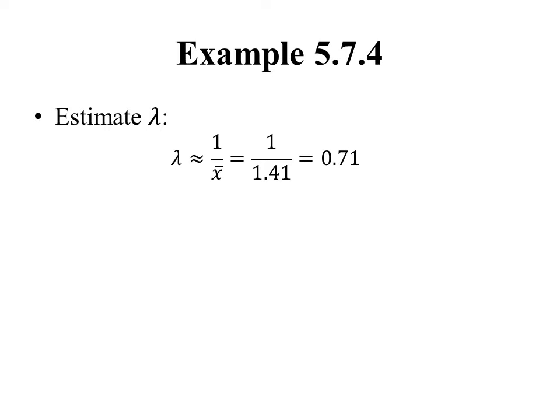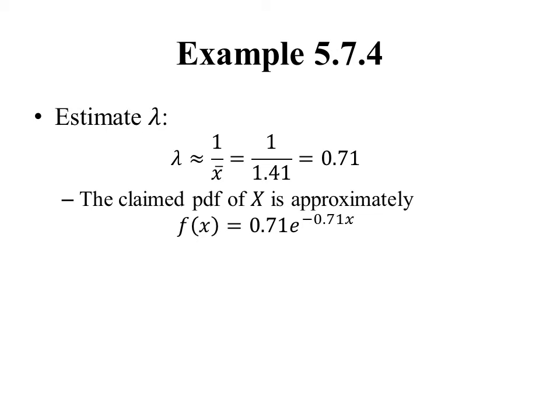Now, in order to use our distribution, we need to estimate the value of lambda, the parameter. Remember, in an exponential distribution, the mean was 1 over lambda, or stated another way, lambda is 1 over the mean. And so that means that lambda should be approximately 1 over the sample mean. So if we add up our 30 values, divide by 30, we get a sample mean of 1.41. We do this arithmetic, it comes out to be 0.71. So that means that the claimed PDF of x is approximately equal to this. Here we simply plugged in lambda equals 0.71. So there's our claimed PDF.